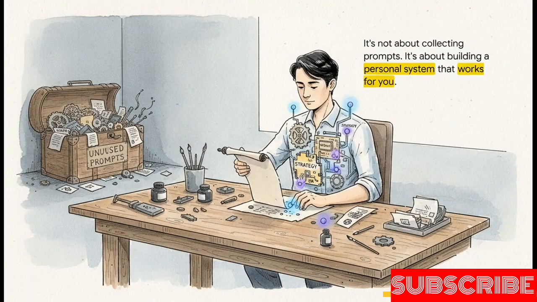And if there's one thing you take away from all this, let it be this. The goal isn't to just collect a giant list of prompts that you're never going to use. No way. True mastery comes from building a personal system that actually works for you. It's about combining that habit loop with a smart learning strategy so that these amazing tools just become a seamless part of how you work.